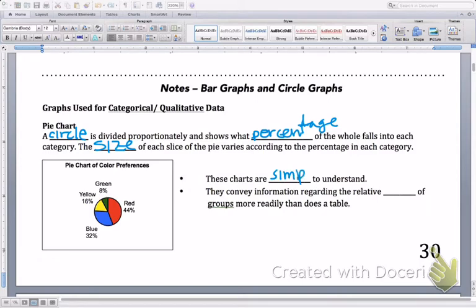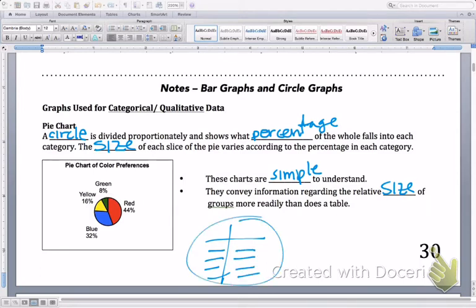It's visually very easy to tell which one represents a bigger part and which one represents a smaller part, and these convey information regarding the relative size of groups more readily than one does a table. So if I just gave you a table with information with a whole bunch of numbers, it's not as easy to tell what's bigger based off the table rather than having a pie graph, which easily lets you see visually and quickly what each section represents. Let's go ahead and move on to the next page.